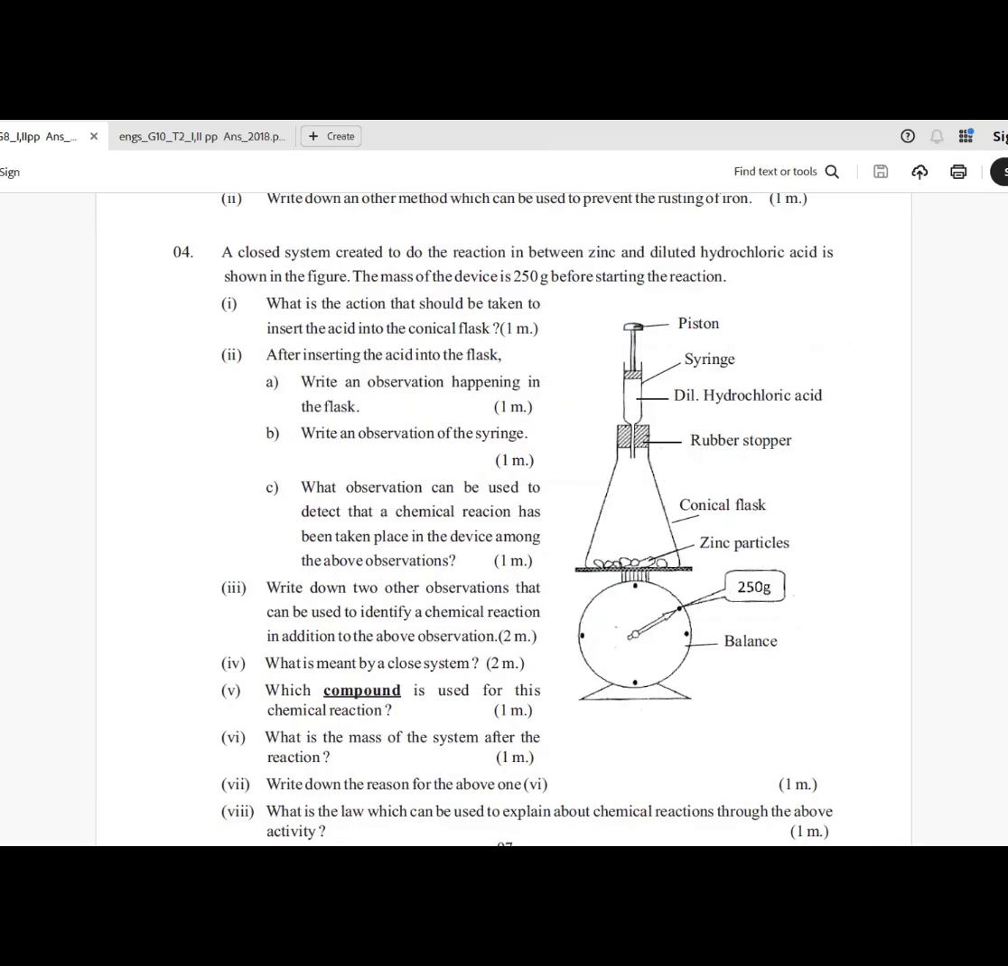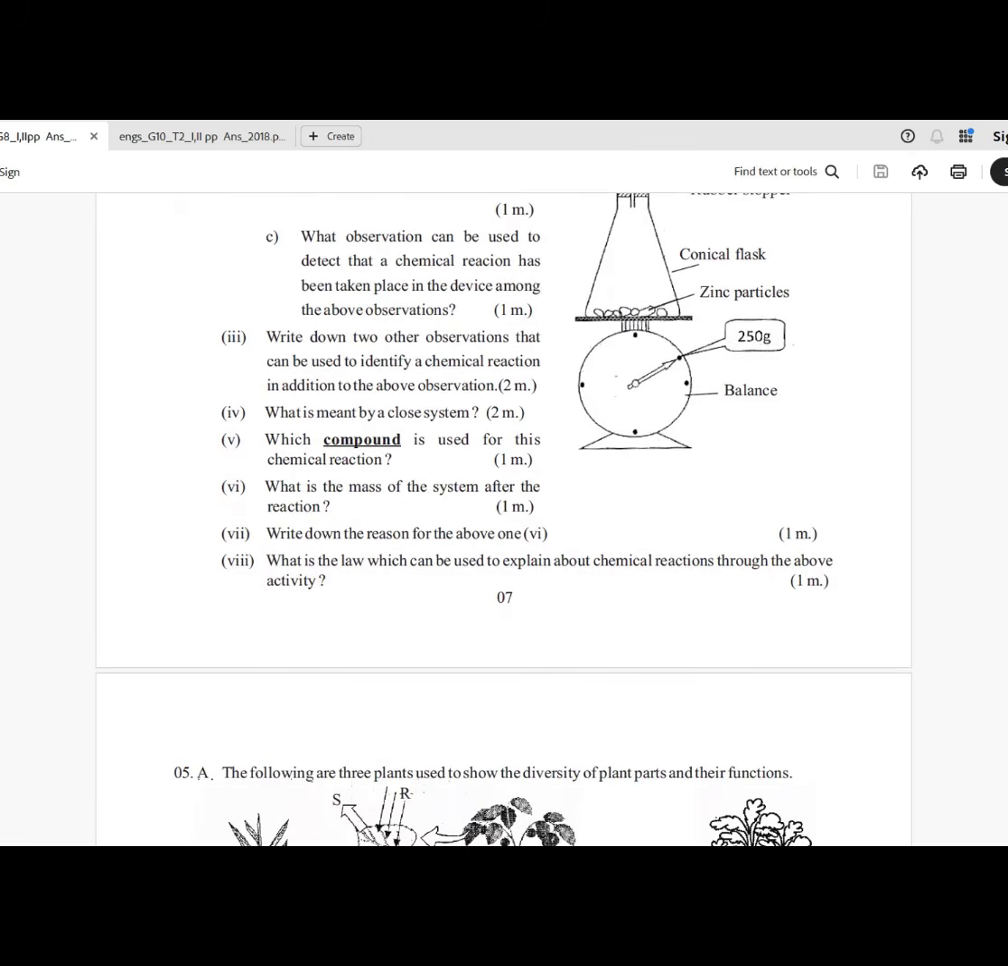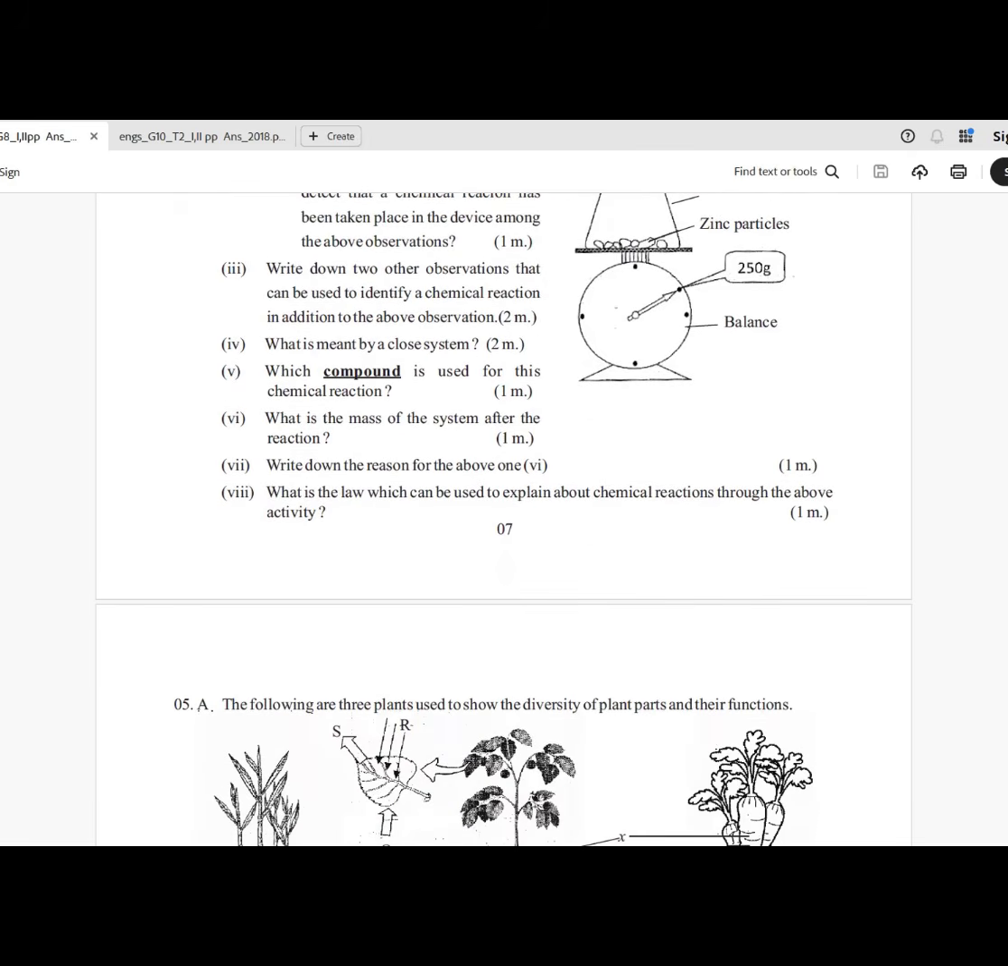Problem number 5. Which compound is used for this chemical reaction? Answer: hydrochloric acid. It's a compound made up of more atoms together. What is the mass of the system after the reaction? 100 difference. Write down the reason for the above one.